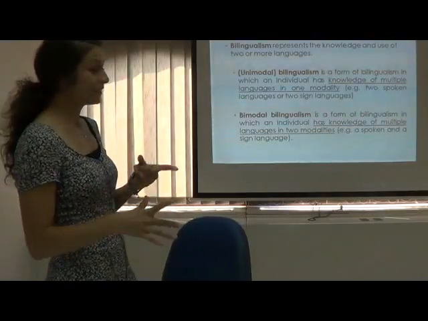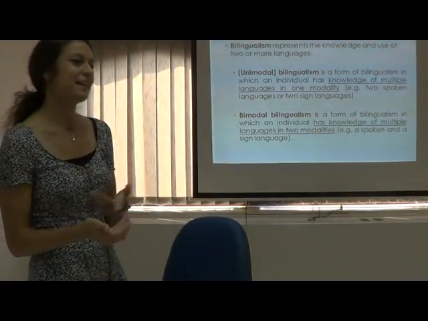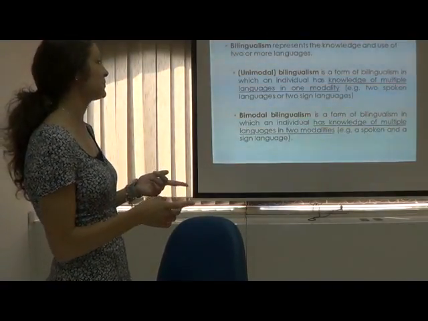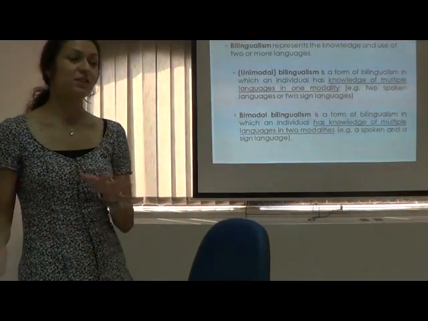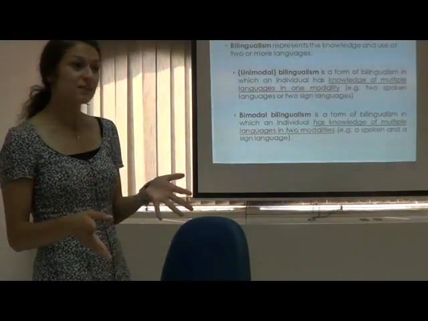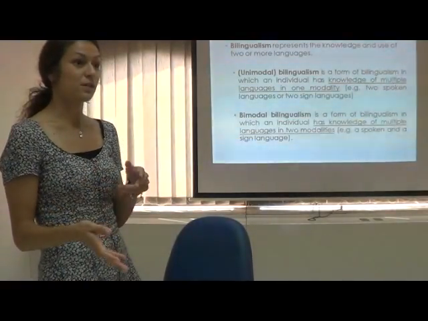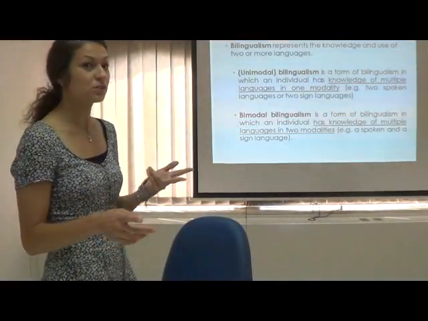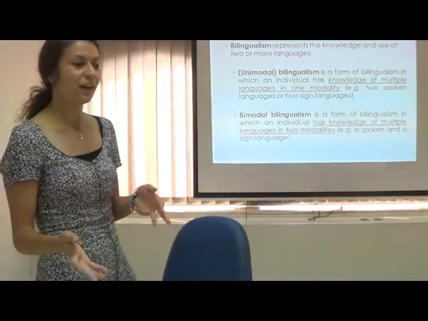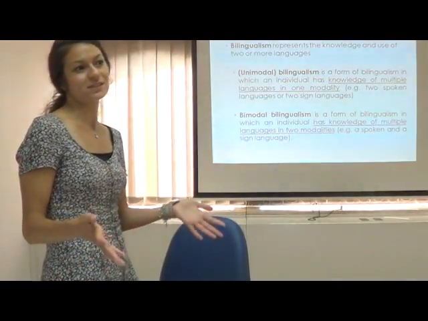There are two types of bilingualism that I want to talk about today. These are unimodal bilingualism, where an individual has knowledge of two languages in the same modality. So someone is a unimodal bilingual if they speak two languages or they sign two languages. I know people who know three sign languages.